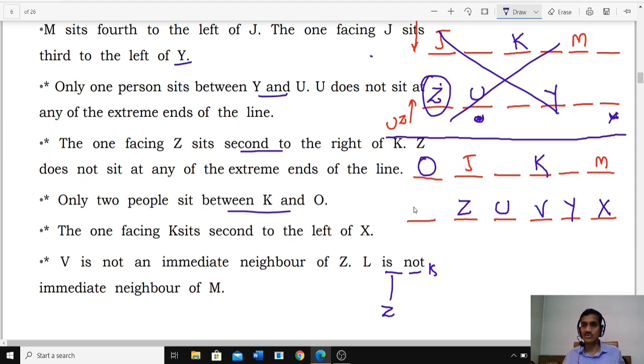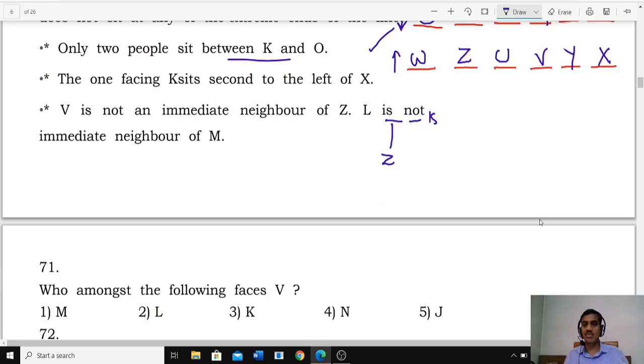U, V, W, X, Y, Z. L is not an immediate neighbor of M. L cannot be here. L is here. Hence J, K, L, M, and O. These are the 6 persons who are facing south and these are the 6 persons facing north. This is the final arrangement. OJL, OJL, KNM, WZU, VYX is the final order.